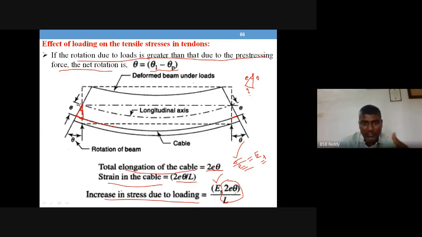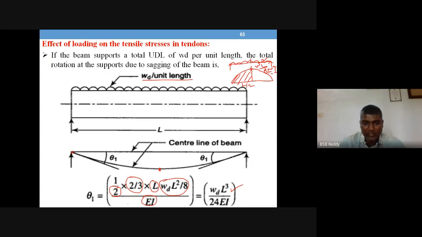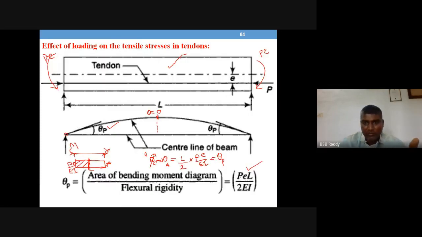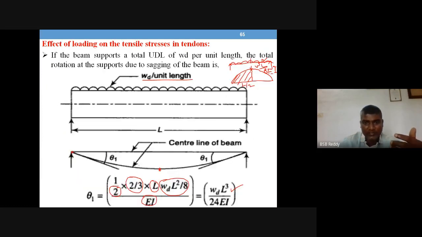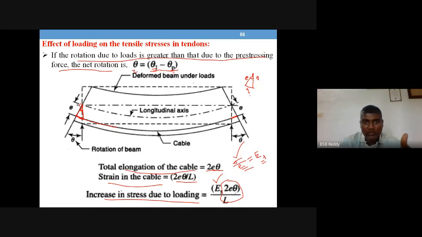And theta: you need to find both theta 1 and theta p, and those formulas are like this: WL cube by 24 EI is theta 1 due to loads, and PEL by 2EI is theta P due to pre-stress. You have to deduct one value from the other to get the theta value, and substitute it here. L is the span of the cable. If the span is more, the increase in stress is less, inversely proportional. And if the eccentricity is more, the increase in stress is more.